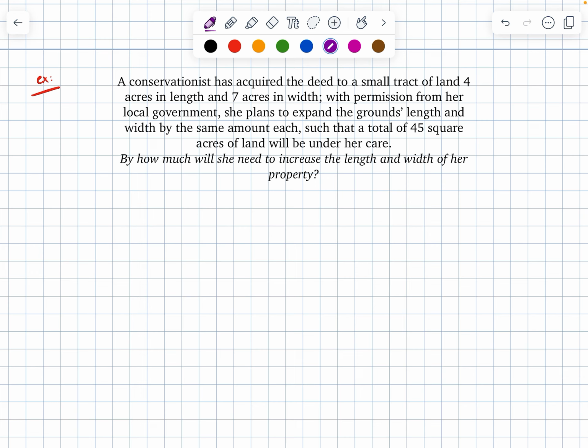A conservationist has acquired the deed to a small tract of land, 4 acres in length and 7 acres in width. With permission from her local government, she plans to expand the ground's length and width by the same amount each, such that a total of 45 square acres of land will be under her care. By how much will she need to increase the length and width of her property?